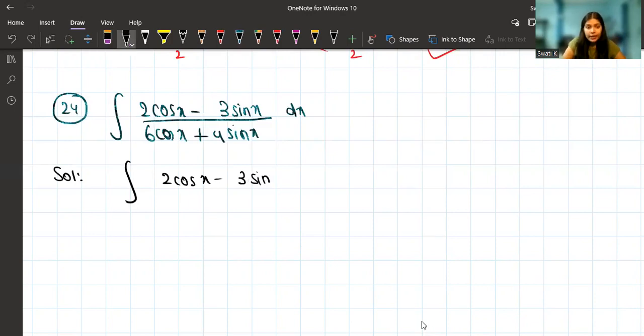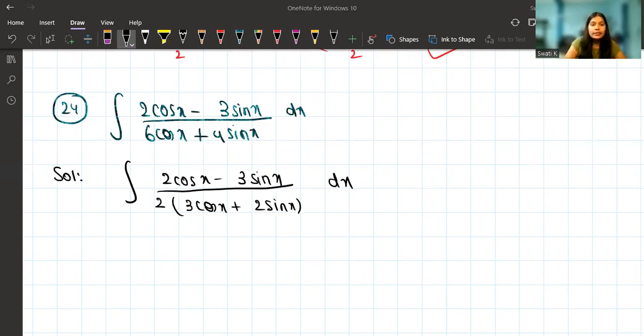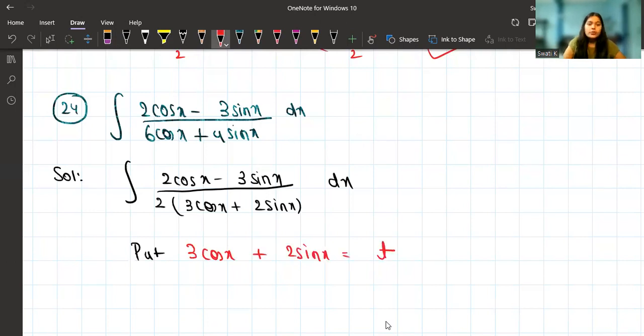So from the denominator, we can absolutely take 2 common. If you are taking 2 common, it is 3 cos x plus 2 sin x and then dx. Now again, this is very simple. You just need to put the denominator as t because I can see that its derivative is present on the top. So put 3 cos x plus 2 sin x as t, right? So 3 as it is because that's a constant, and derivative of cos x is minus sin x. So it is minus 3 sin x plus 2. Derivative of sin x is cos x. It is 2 cos x and then dx equals dt.